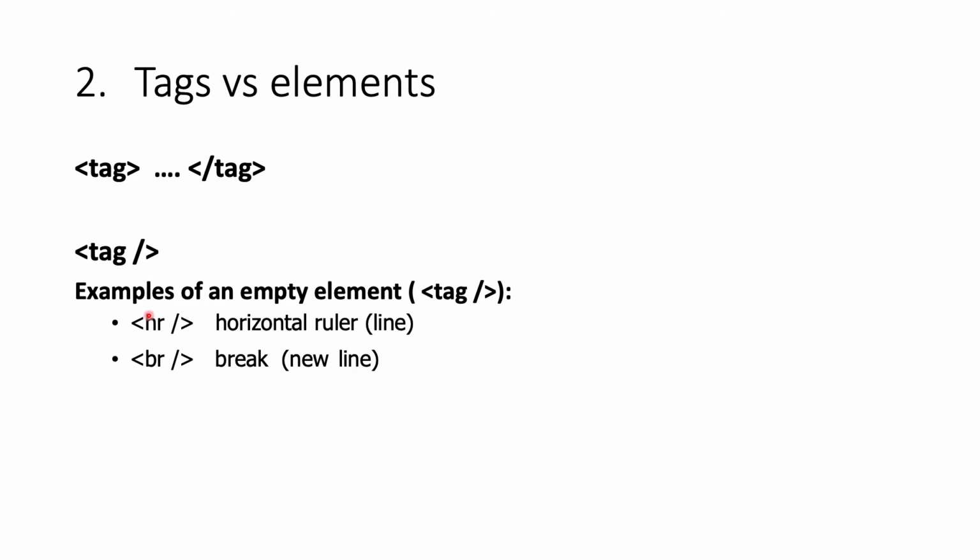Some examples of empty elements you can find in here: hr with the slash, and that's it. If you let the browser run this markup language, because browsers can understand HTML, then a horizontal ruler will appear. And in this other case, the br tag, a break will appear in your page.